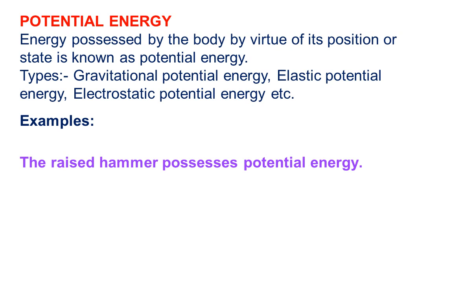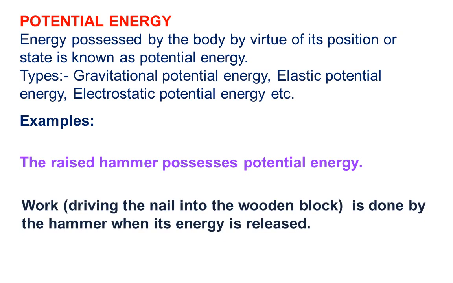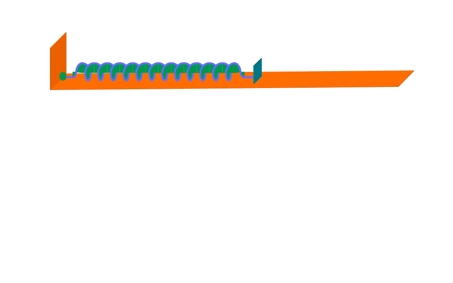Examples: the raised hammer possesses potential energy, and work is done by the hammer when its energy is released. In a toy car, the wound spring has potential energy as the spring is compressed and then released. Its potential energy changes into kinetic energy, which moves the toy car.